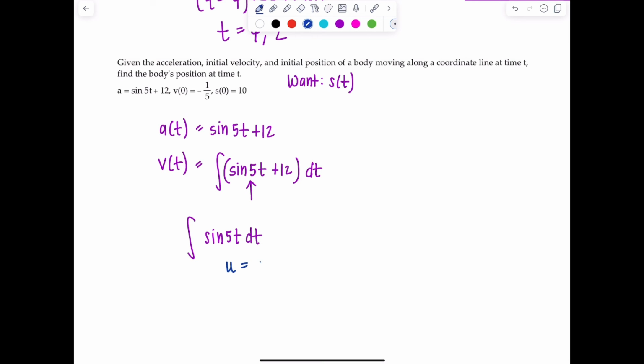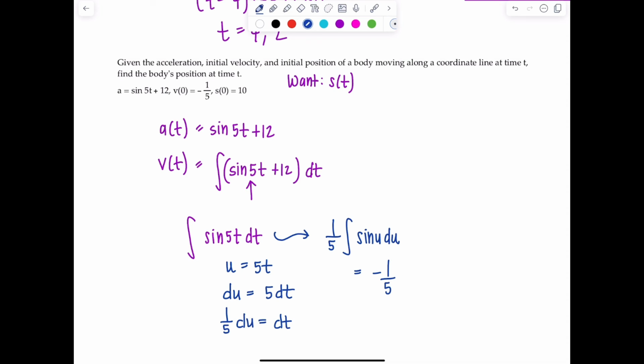If we let u be 5t, du would be 5 dt, so 1/5 du is dt. Then we have 1/5 integral sine of u du. Take the antiderivative. It's going to be negative cosine u. So this is negative 1/5 cosine of u plus c. And when you go back to your original variable, we have negative 1/5 cosine of 5t plus c.